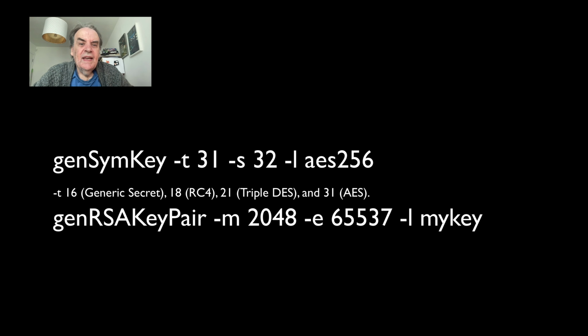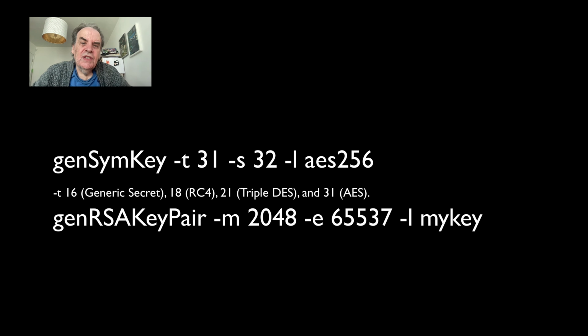Within the Cloud HSM CLI, we can use the genRSAKeyPair command to generate an RSA key pair, such as where we use -m for the modulus and -e for the public exponent. genRSAKeyPair -m 2048 -e 65537 -l mykey.